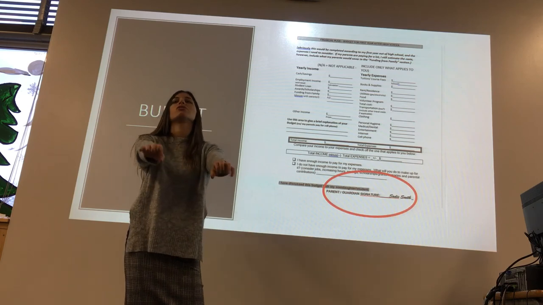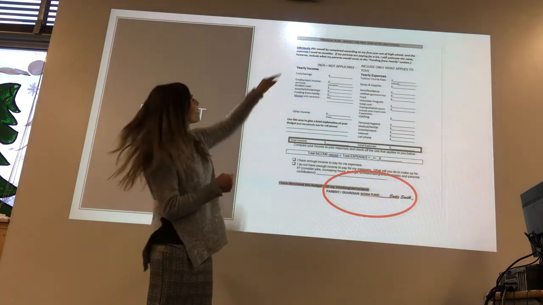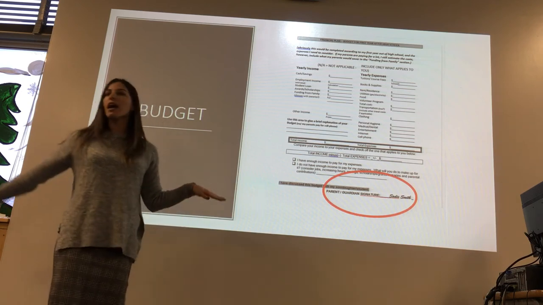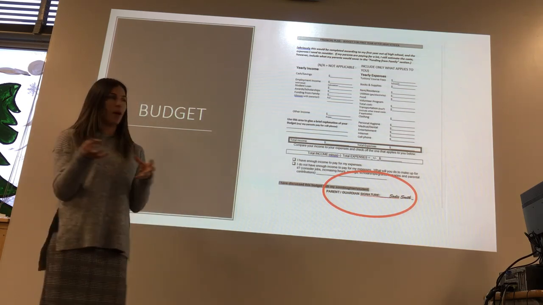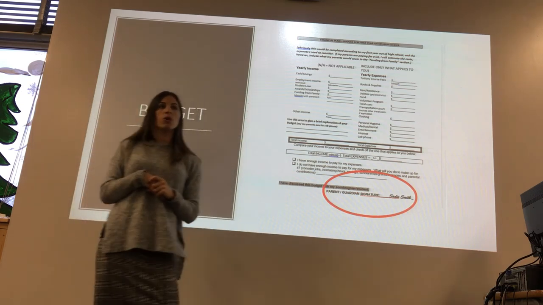Let's talk about the fun part, which is the income. What's coming in? Cash and savings, not your family's cash and savings, your own. You need to be able to assess where you're starting from. Employment income, who has a job right now?